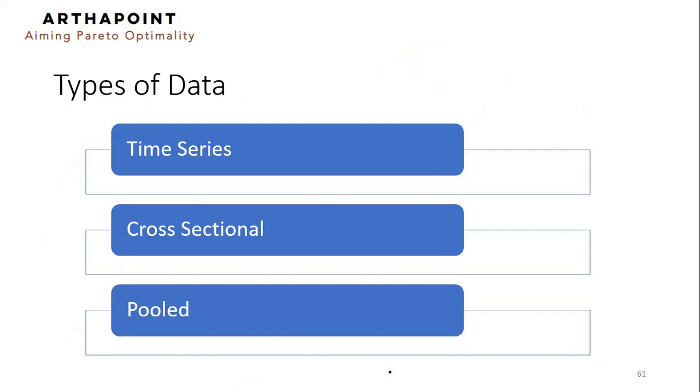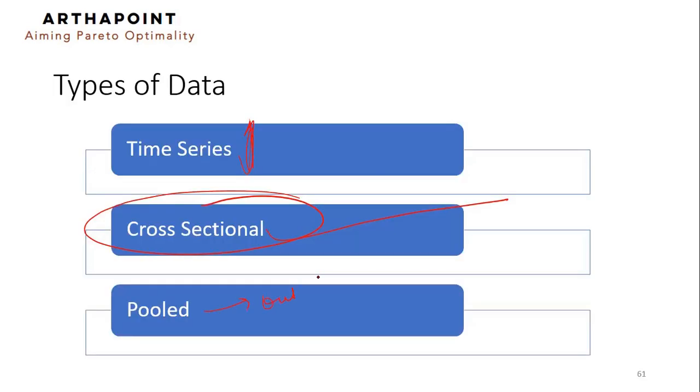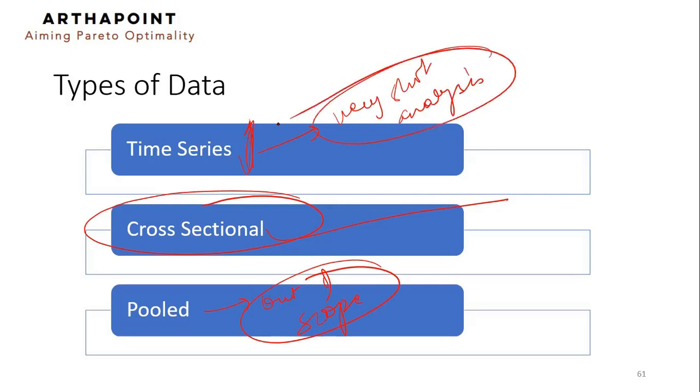There are three main types of data to work with. To begin with, we are only going to deal with cross-sectional data. Time series and pooled data are definitely out of scope for your purpose. Time series is not explained in too much detail; only a very short analysis of time series data would be done. What is time series data? Time series data is where I talk about one variable over a period of time.